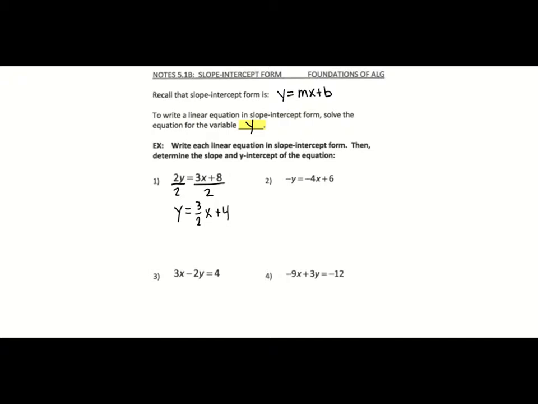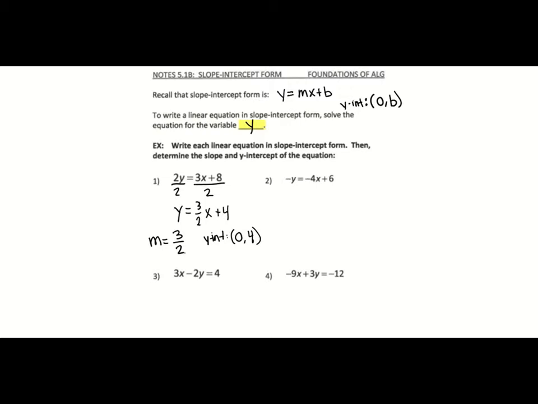Now I want to determine the slope and y-intercept of that equation. And I don't even need to graph it. I can just look at my equation in slope-intercept form and see that my slope is 3 over 2 and my y-intercept is (0, 4). Remember that the y-intercept is always (0, b). Okay, so that is our first answer for number 1.